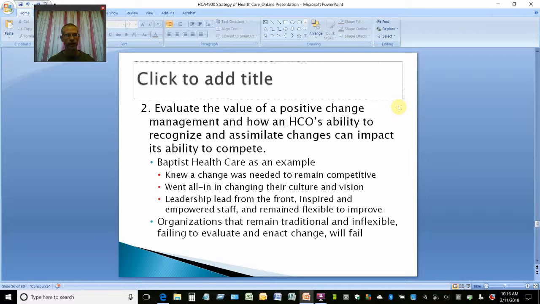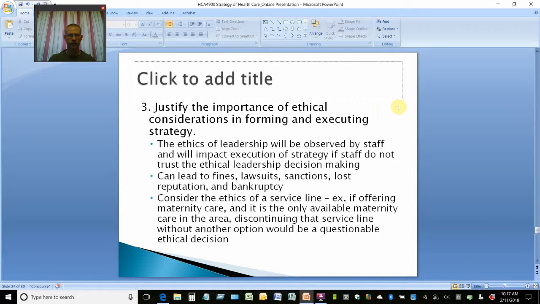Evaluate the value of positive change management. Baptist Healthcare was a great example. They knew a change was needed. They couldn't be competitive just on financial or offering of specific services. There was a lot of competition, so they went all in changing their culture and vision. They went for service excellence. The leadership led from the front. They led by example. They inspired and empowered the staff, and they remained flexible because their environment continued to change. They added new features, revised their pillars. They just continued to remain flexible. And organizations that remain traditional and inflexible, they're not going to last.